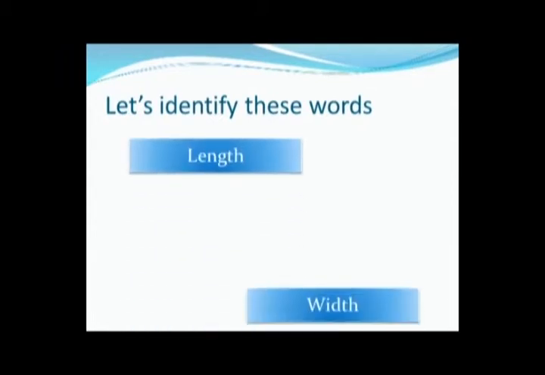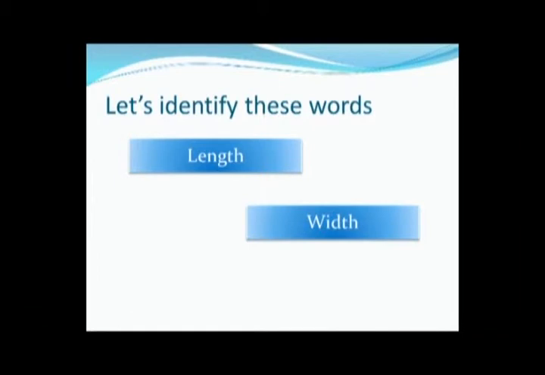Let's look at some words that we will encounter in this lesson. Length, width, height. Do you think you know what these terms mean? I hope by the end of the lesson they will be much clearer to you.